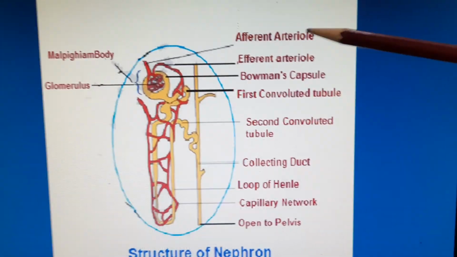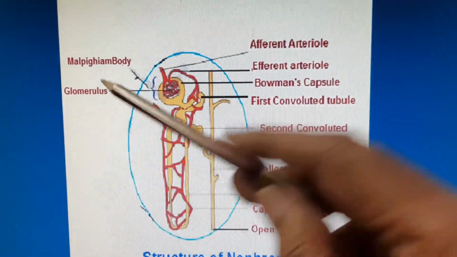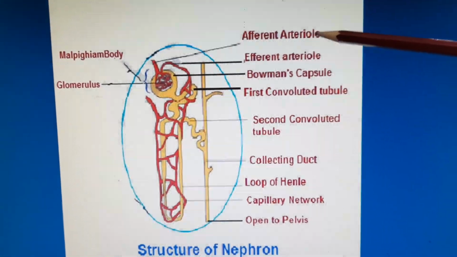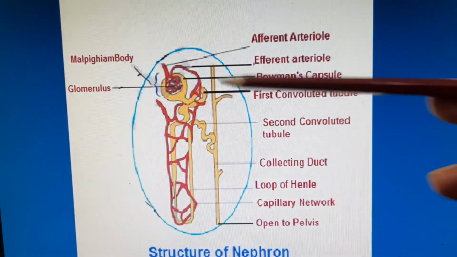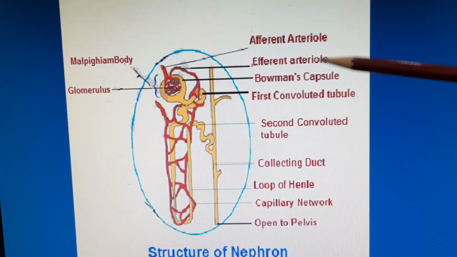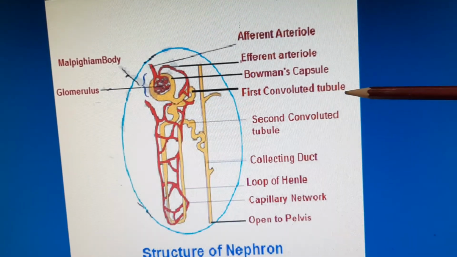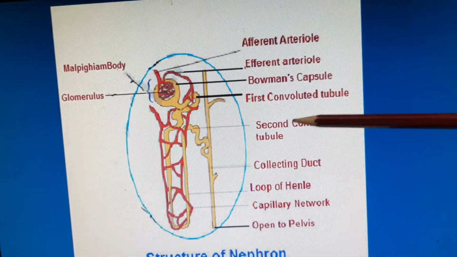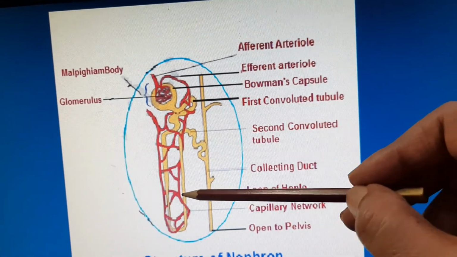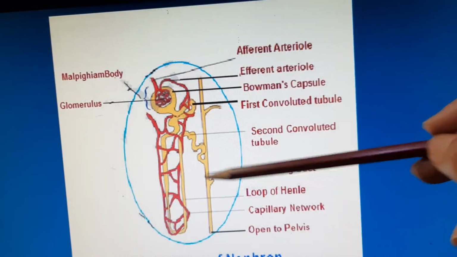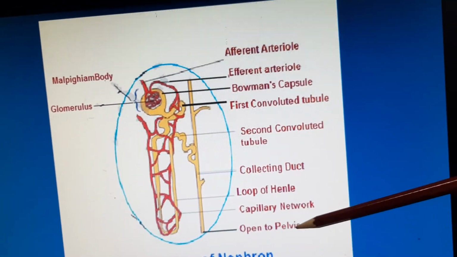Again we will read out the structure of the nephron: Malpighian body, glomerulus, afferent arteriole, efferent arteriole. This one is afferent, this is efferent, this is Bowman's capsule, this is the first convoluted tubule, this is the second convoluted tubule, this is the collecting duct, and this is the U-shaped loop of Henle. This is again the capillary network, and then it opens to the pelvis.